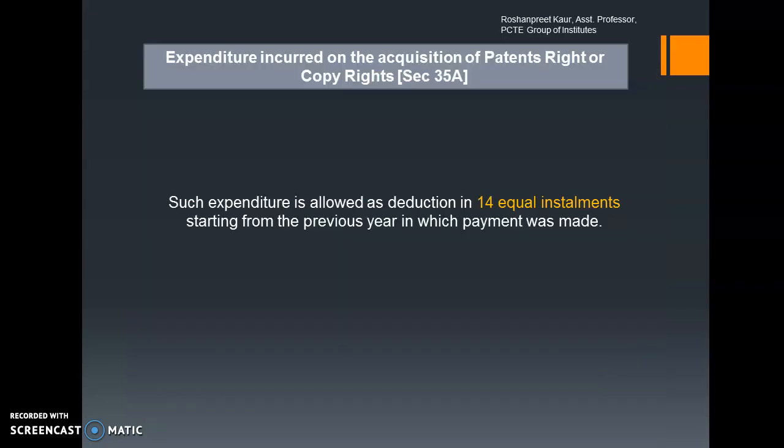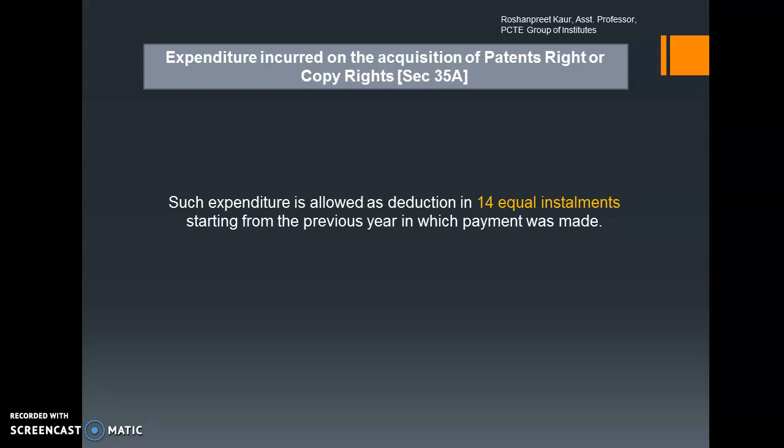Now, apart from scientific research under Section 35, Section 35 does not only deal with the expenditure on scientific research, but there are certain other points also which are covered under Section 35. So what are these expenditures? Another expenditure is expenditure incurred on the acquisition of patent rights or copyrights. So if on acquiring patent right or copyright, certain kind of expenditure is being incurred, that expenditure is allowed as deduction in 14 equal installments.